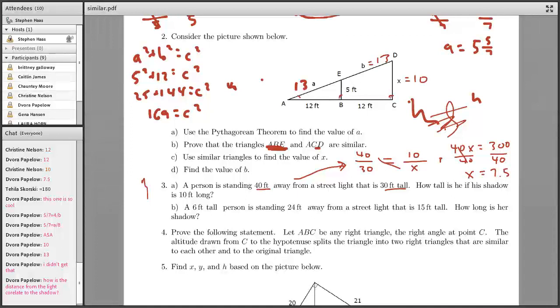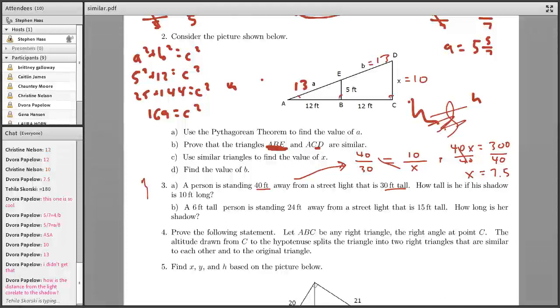So now, if you can measure the shadow that the mountain is making, well then, by definition, you can figure out the height of the mountain. So it's a similar concept to 3. Let's look at 3b over here. A 6-foot tall person is standing 24 feet away from a street light that is 15 foot tall. How long is her shadow?